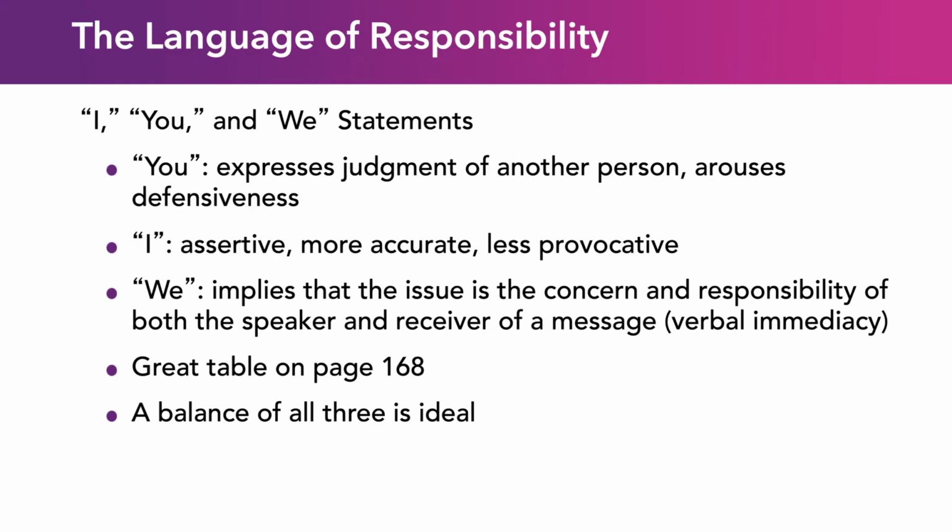The third word that you can use to take responsibility, well, you obviously doesn't take responsibility, is we. And we use we to imply that the issue is something that concerns both the speaker and the receiver of the message. And it builds what they call verbal immediacy. But by immediacy, we don't mean immediately. It's a connection. Okay. In fact, there's a great table on page 168 in the book that looks at the pros and cons and recommendations of I language, you language, and we language.